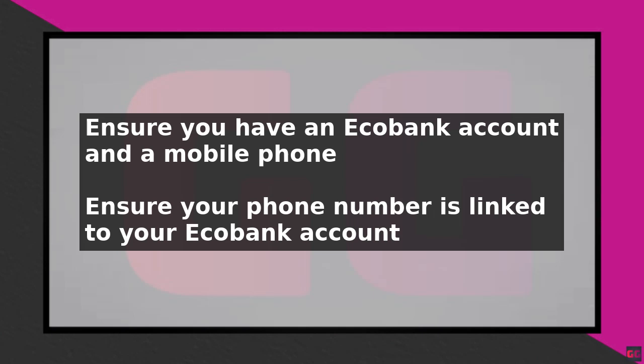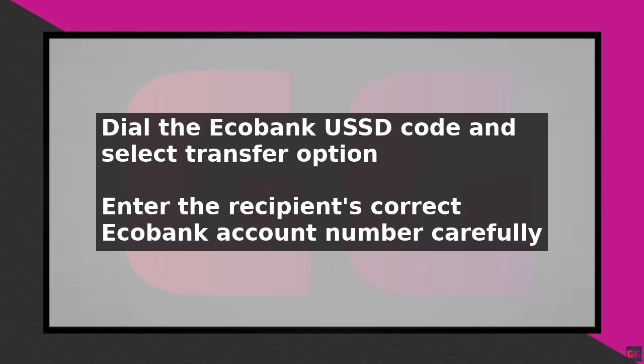To start the transfer process, dial the Ecobank USSD code, which is typically provided by the bank. For most countries, the code is 326. Once you have dialed the code, select the transfer option from the menu. Next, you will be prompted to enter the recipient's account number. Enter the correct account number of the recipient, ensuring that the account is also with Ecobank or another supported bank.